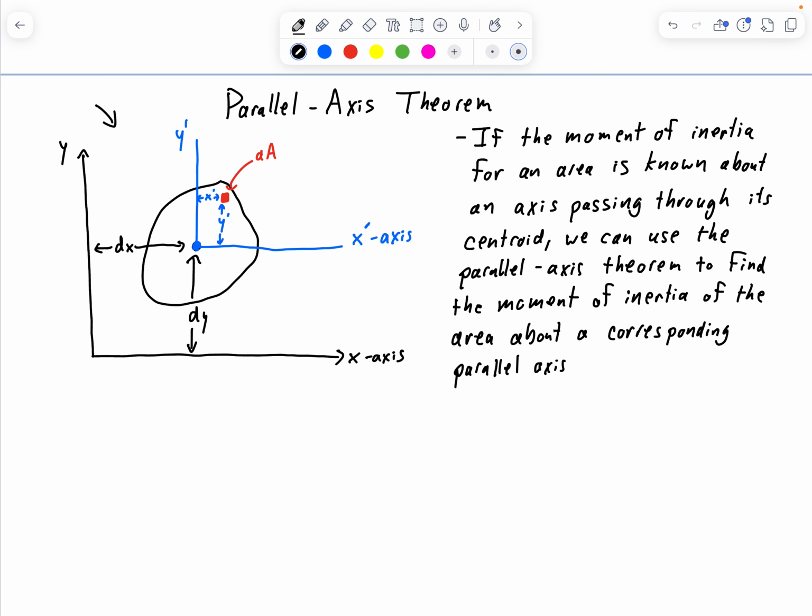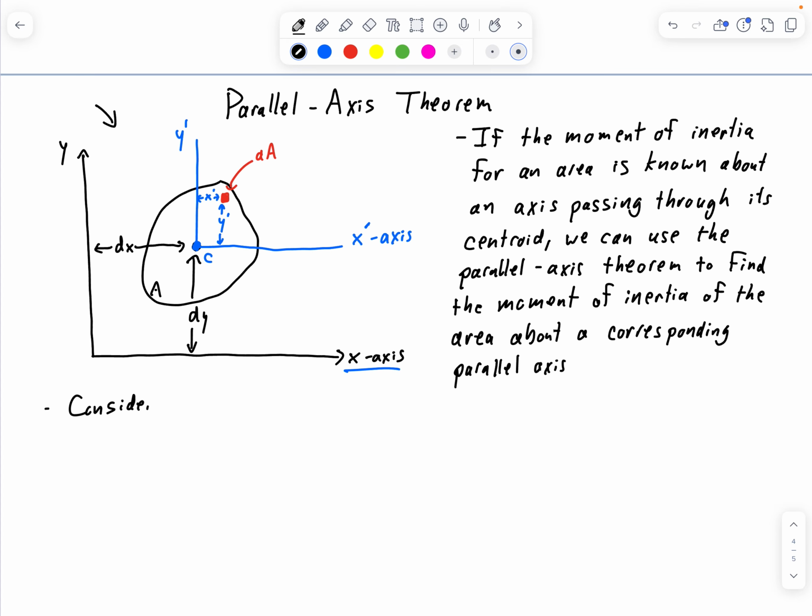So for example, we have some shape here that I've already drawn, and this shape has some area A, and the centroid of that shape is located here, this blue dot. Now, we have an axis, the x prime axis, that goes through the centroid, and we may already know the moment of inertia for the area about that centroidal axis. However, we might need to know the moment of inertia for that area about the x-axis itself down here. The parallel axis theorem is quite powerful in that it allows us to do that, and so we're going to consider how we can do that.